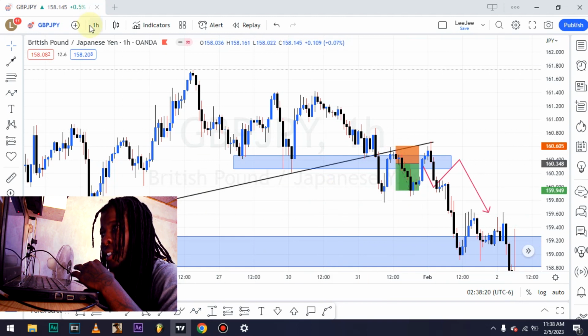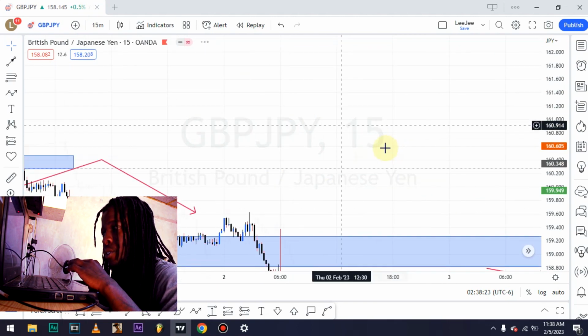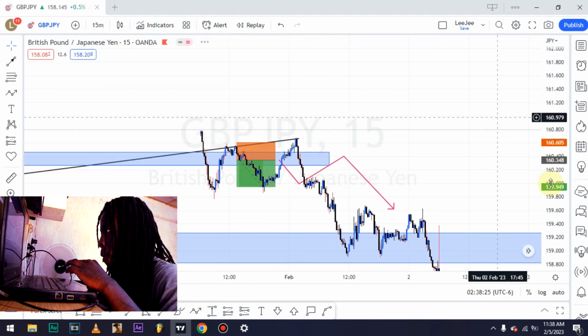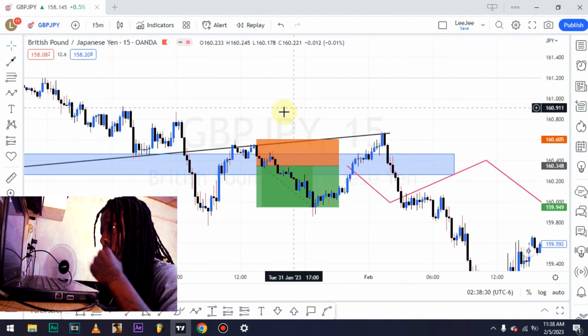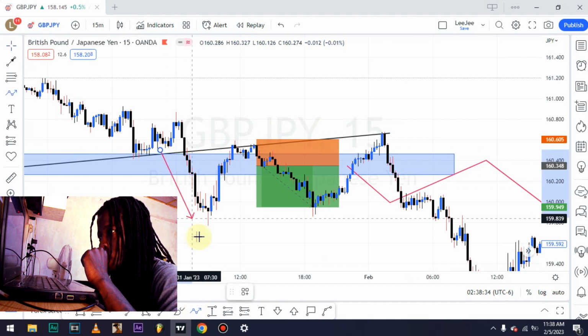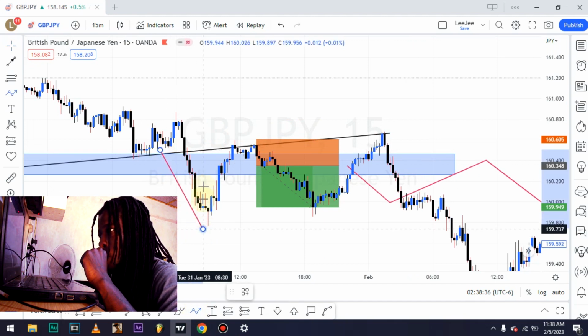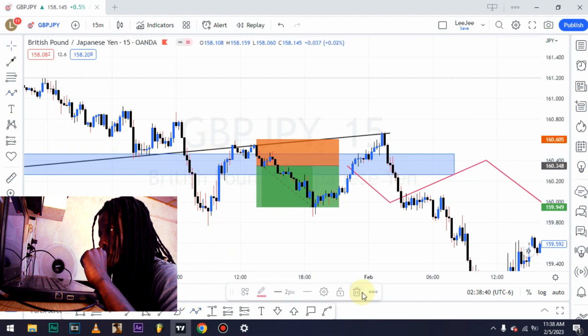So how did I take this trade? I went to the 15 minutes, where I usually take my entry, guys. So here we go. You can see price came, boom, broke the support, then went back. So what was I waiting for? I was just waiting for a confirmation.